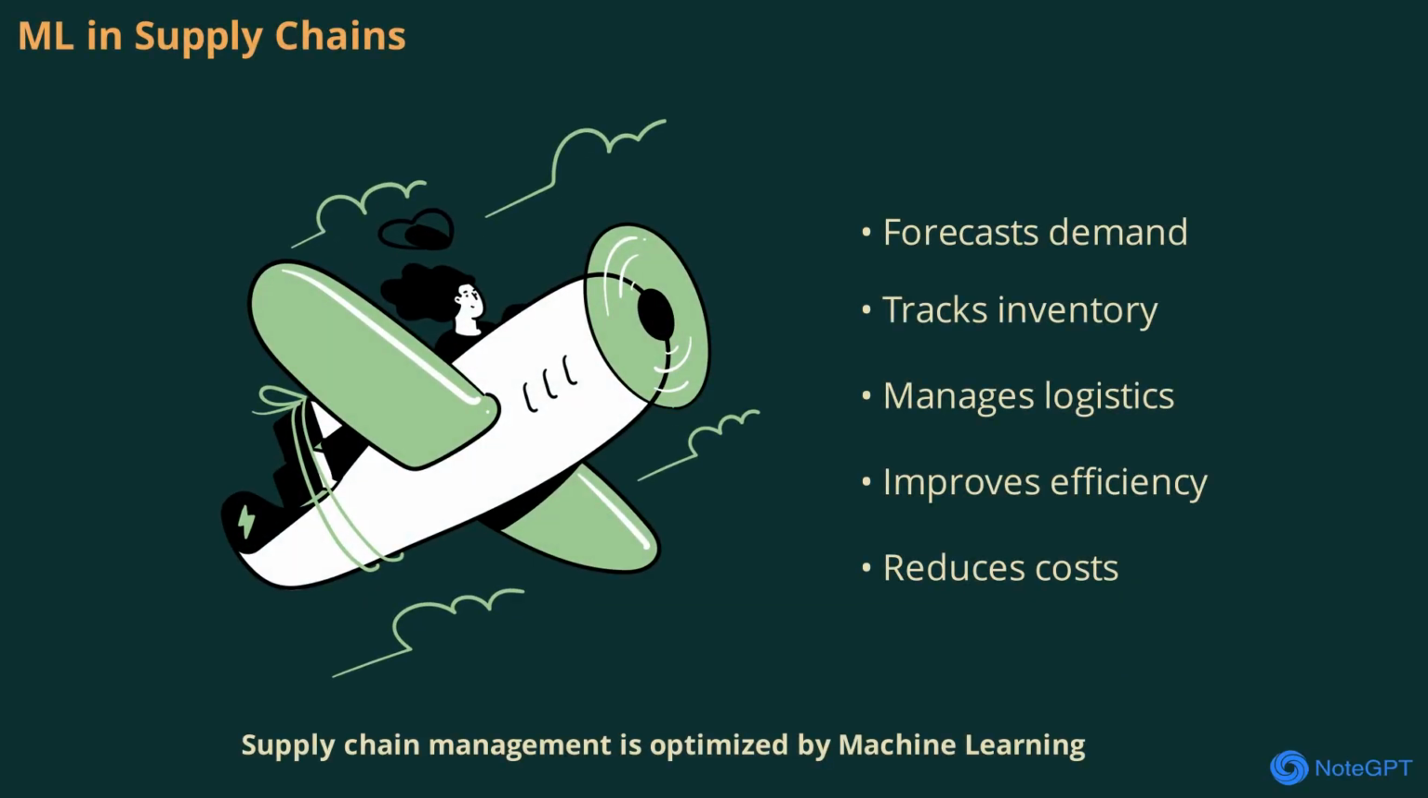Supply chain management is optimized by machine learning. ML models forecast demand, track inventory, and manage logistics. By analyzing historical and real-time data, these systems improve efficiency and reduce costs. The interpretability of ML models helps managers understand supply chain dynamics and make informed decisions.